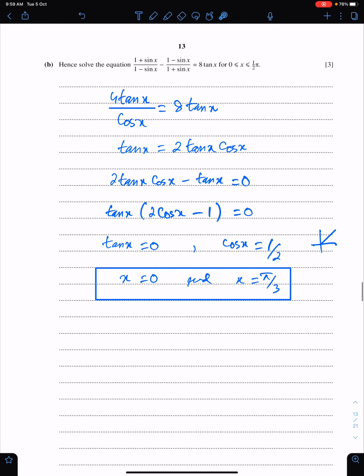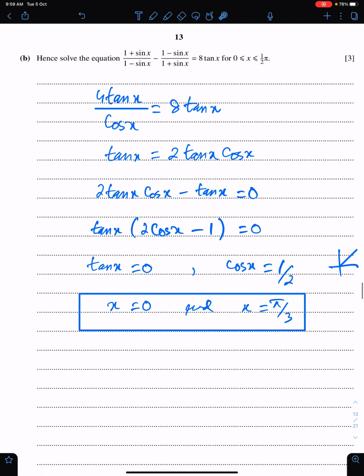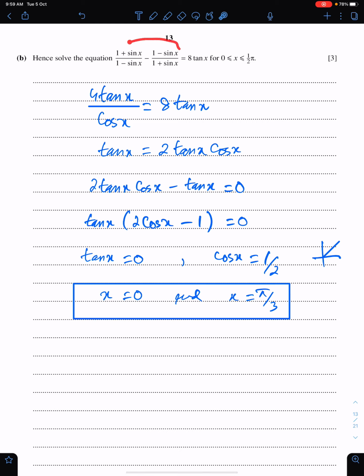Next part of this question. Hence solve this equation. So we will not solve this thing, we will replace this by this first, and then we will solve this equation. Hence word means replace this by this thing.